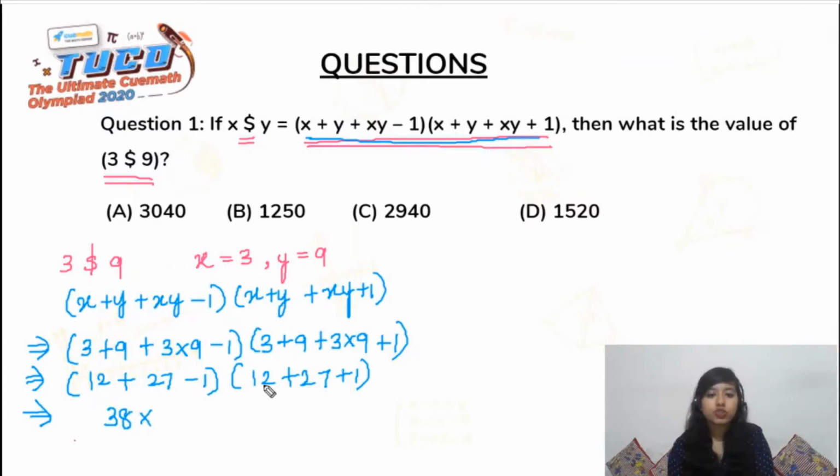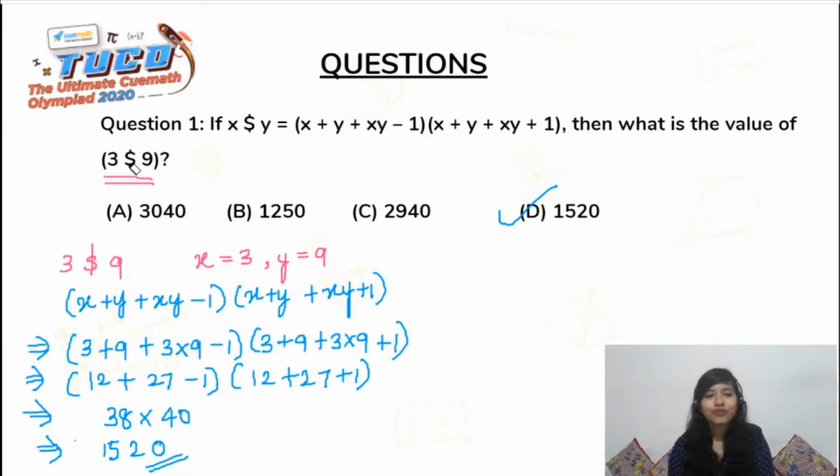38 times 12 plus 27 would again give us 39 plus 1, which is 40. So 38 times 40 would give us how much? All of you could calculate and check. So 1520 is the answer to this question. Hence option D is the right answer.